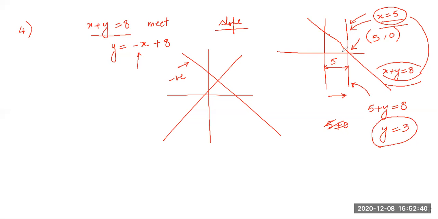Rather, this line x plus y is equal to 8, not this line, is intersecting this line x is equal to 5 exactly here. And this point is (5, 3). Is it right? Correct. Fourth is A. So the answer is (5, 3). Good question. We made some little mistake. Students, kindly rectify that. Okay.